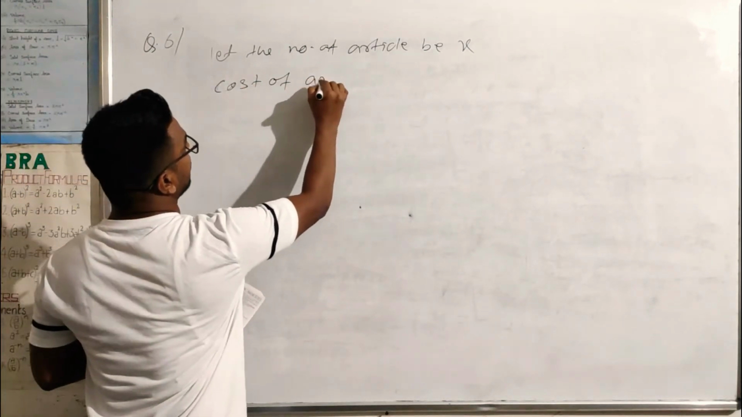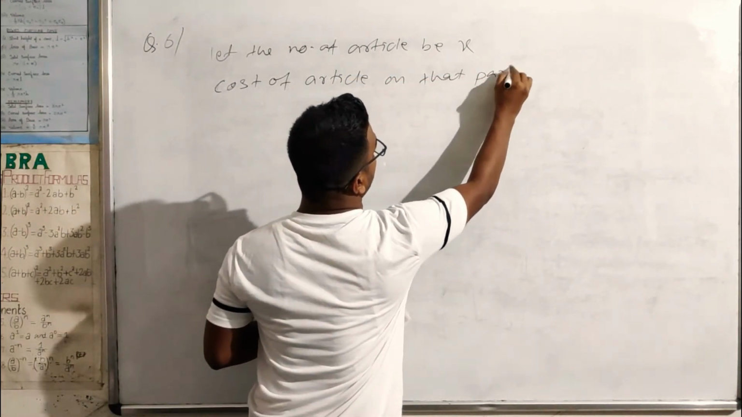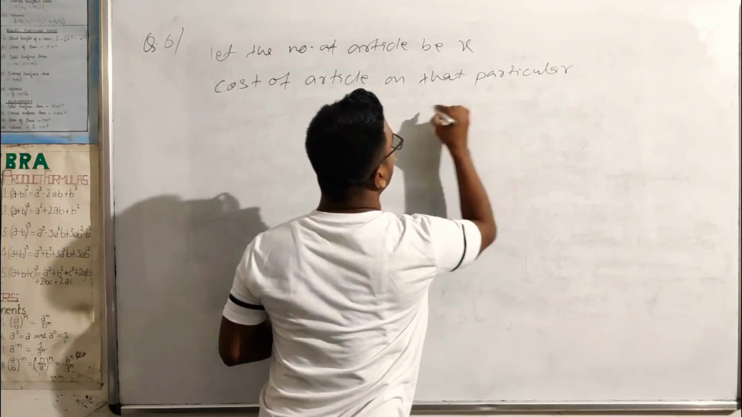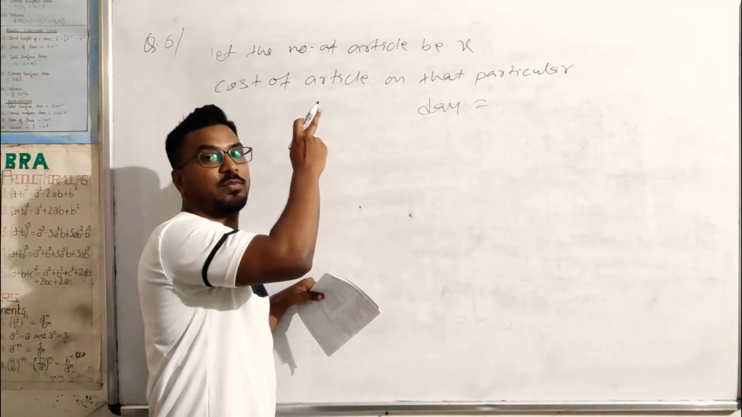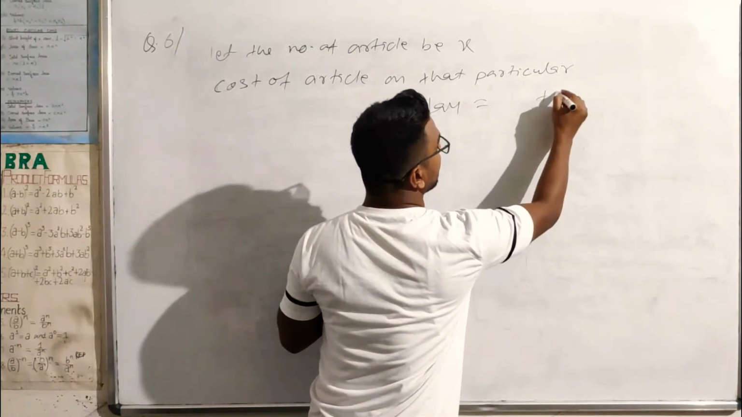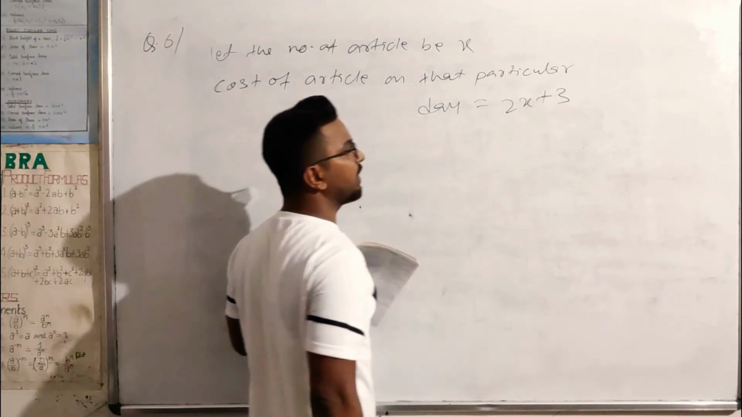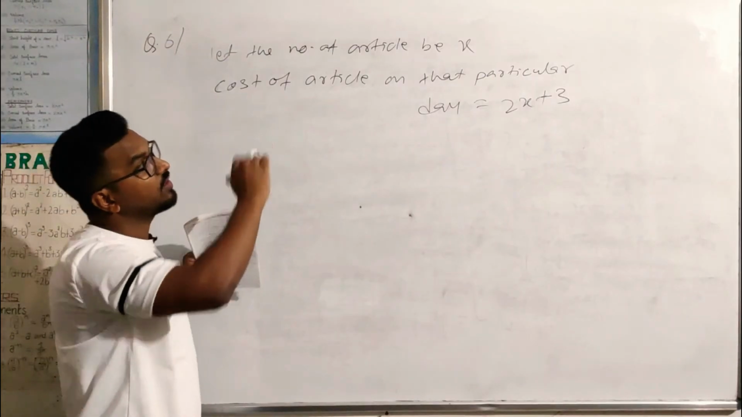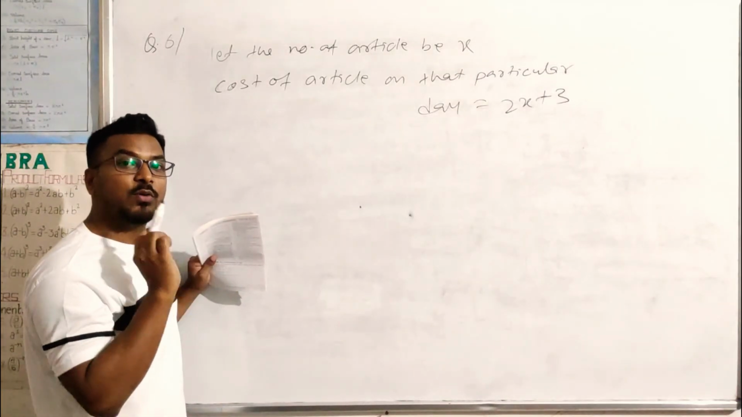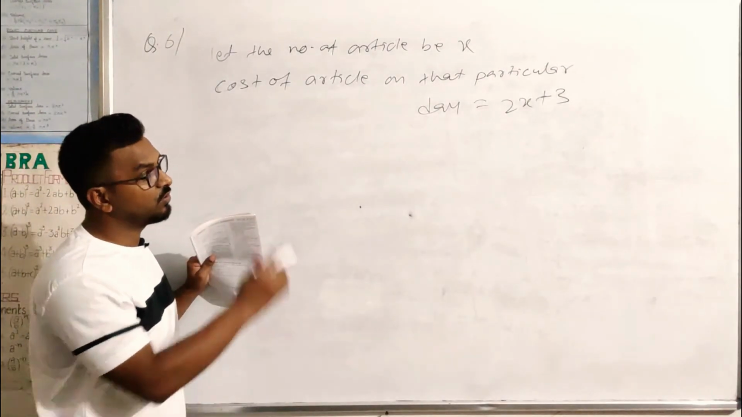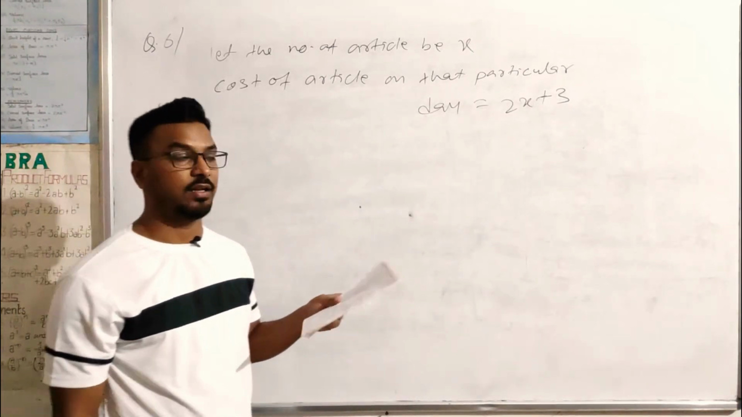cost of article on that particular day is how many? 3 more than twice the number of article. So 3 more mean plus 3 and twice mean 2 into x. Okay, 2 into x. So the number of article be x and the cost of article on that particular day is 3 more than twice of the number of article. So 2x plus 3. And next is given the total cost of production on that day was 90.